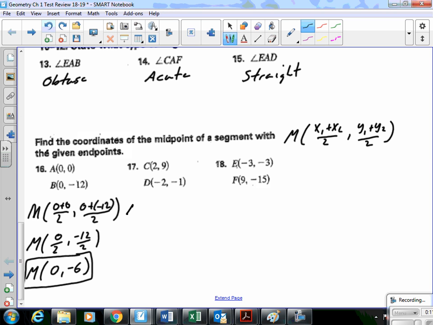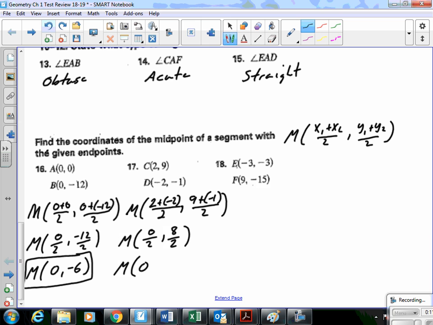17, same process. Midpoint is going to be the x's added together, 2 plus negative 2 over 2, and 9 plus negative 1 over 2. So that's going to give me 2 plus negative 2 is 0 over 2. 9 plus negative 1, 8 over 2. So my midpoint is going to be 0, 4.